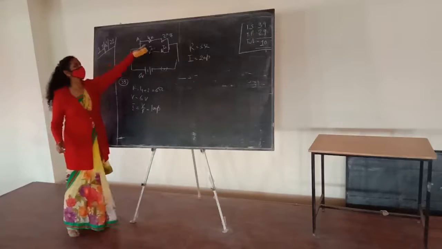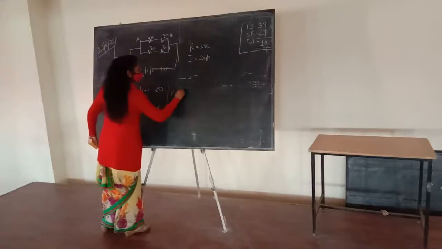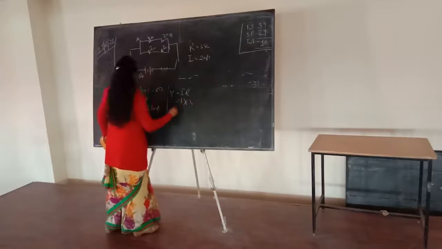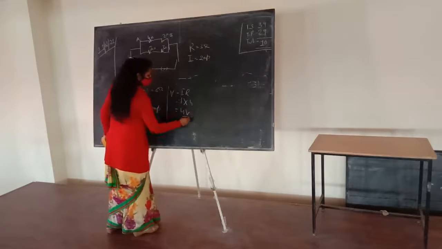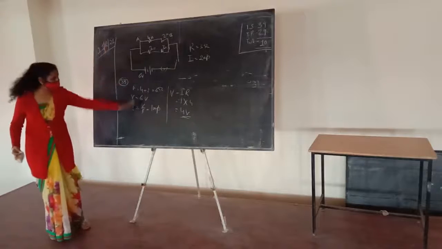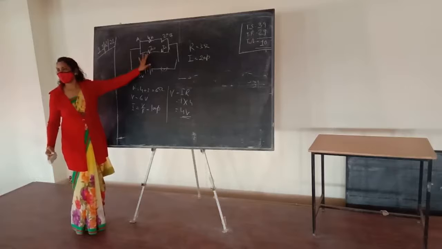So we can find the potential difference of the 4 ohm resistance wire. V is equal to I into R, where I is 1 ampere and R is again 4 ohm. So it is 4 volt. This is the potential difference of the 4 ohm resistance wire. With the same method, you can also find the potential difference of the 3 ohm wire. So can you do it yourself?